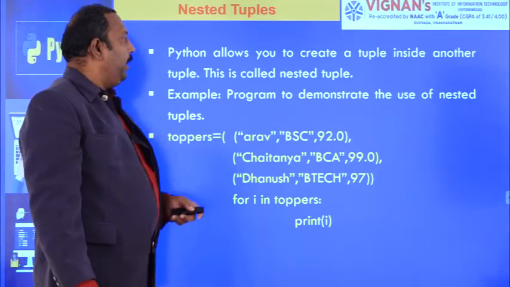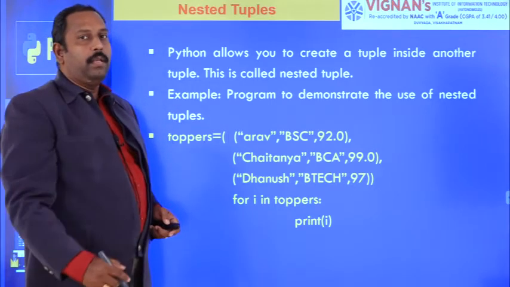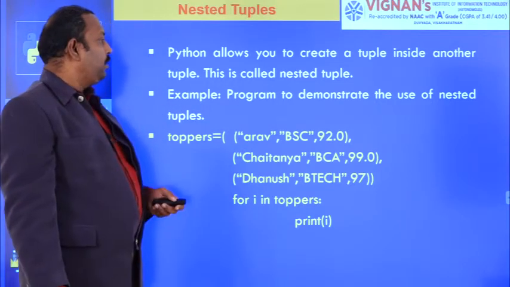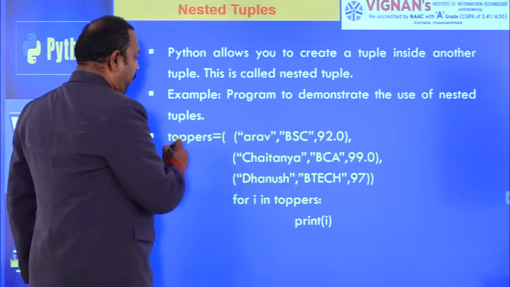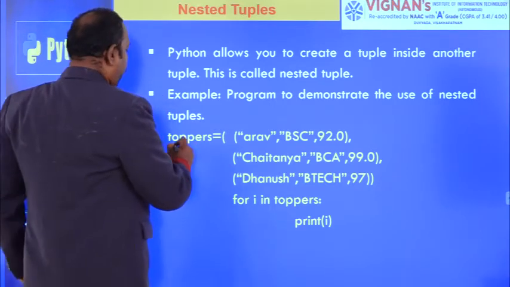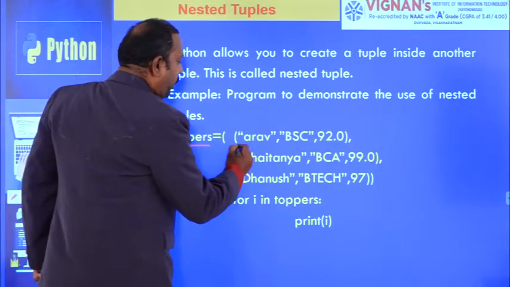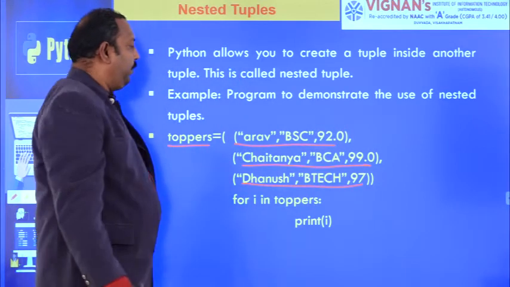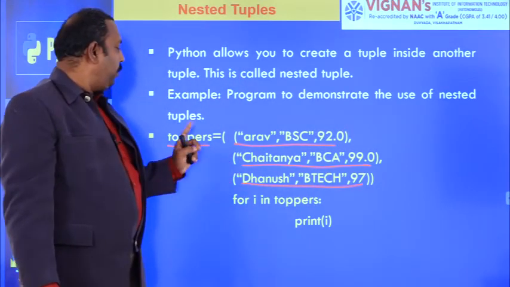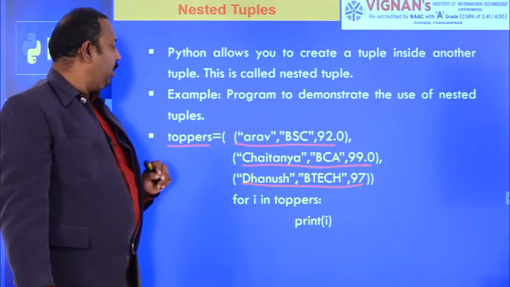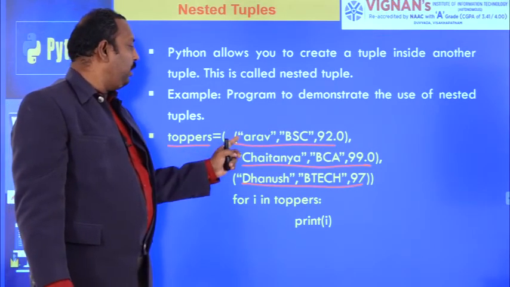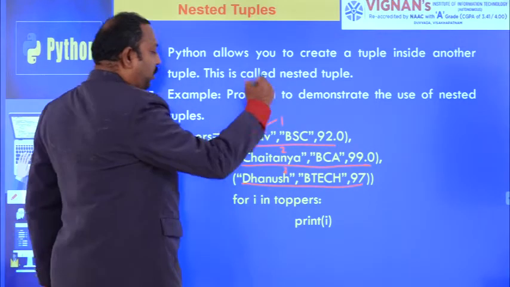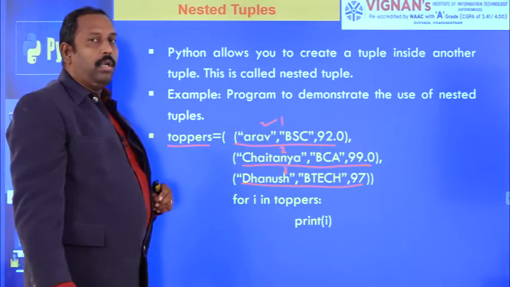And the next one is called a nested tuple. In a tuple data structure, when we use another tuple inside it, it is called a nested tuple. Suppose, for example, toppers is a tuple I want to create, and in this tuple I am using another tuple: this is tuple 1, this is tuple 2, this is tuple 3. Three tuples I am using in an outer tuple called toppers. Toppers consists of 3 inner tuples.